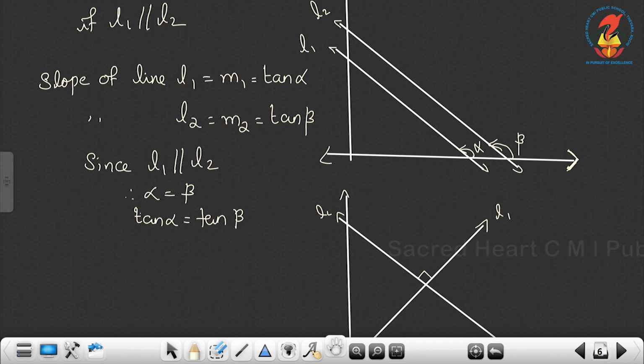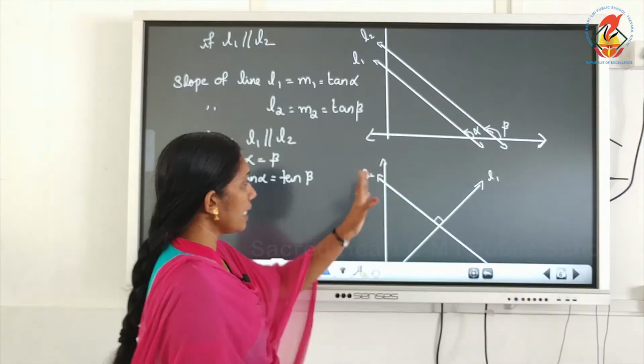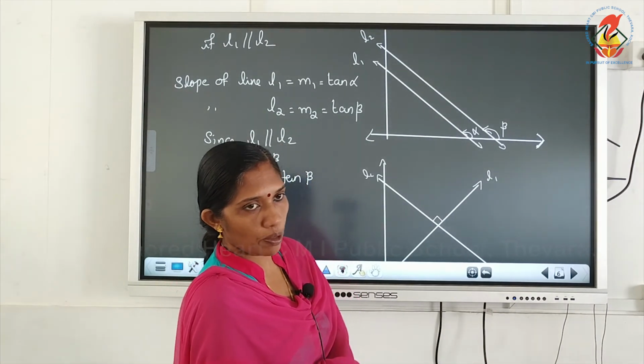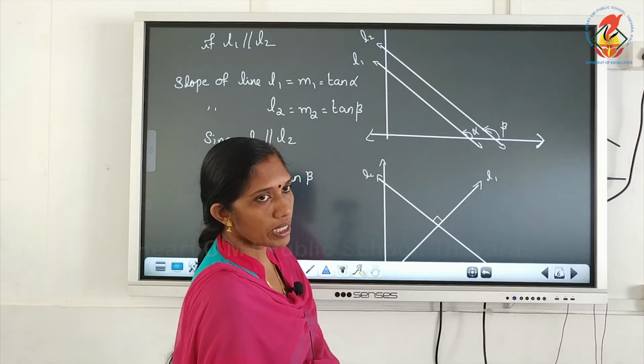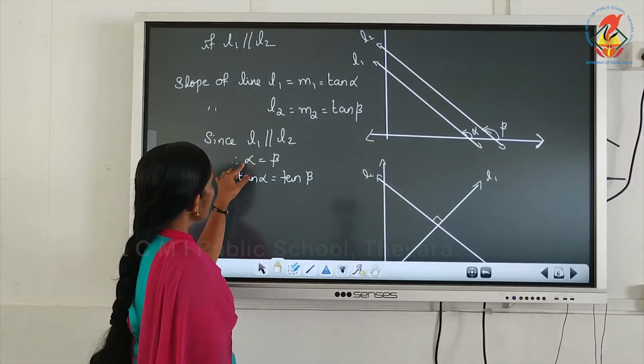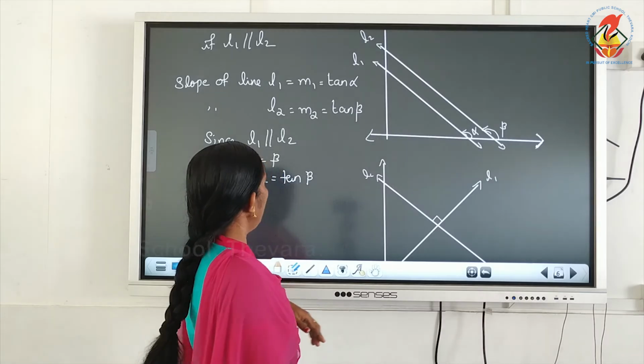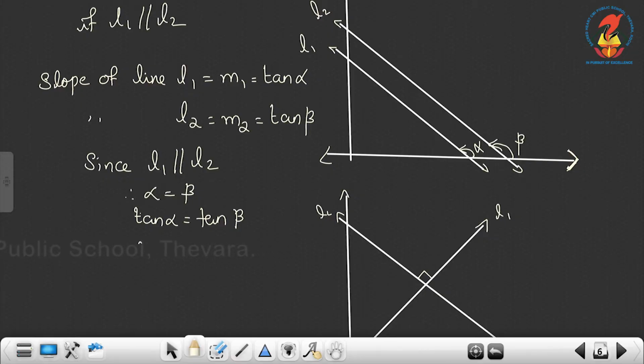Okay, tan alpha is equal to tan beta. Then the measure of this angle of inclination is from 0 to 180. In the first quadrant tan value is positive, in the second quadrant tan value is negative. So here, since alpha is equal to beta, tan alpha is equal to tan beta. So what is tan alpha? It is M1, which is equal to M2.